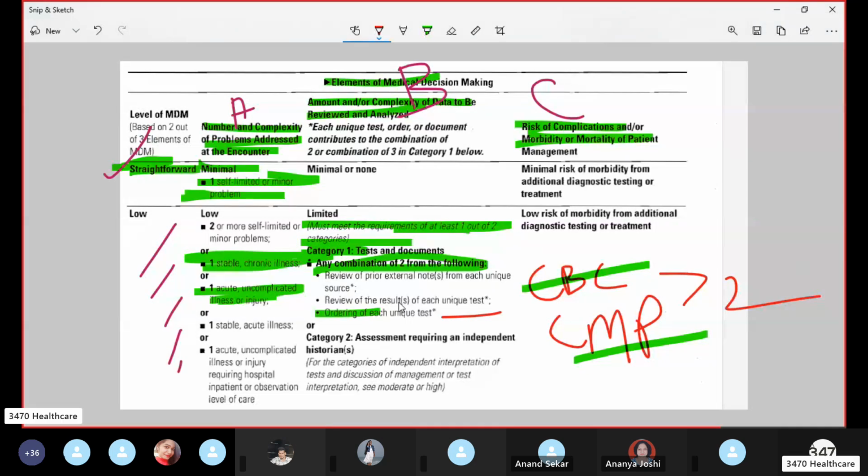So any combination, either order itself, or review itself, or review of prior external notes itself, two points, or review one, order one. That also you can go for category 1. Everyone understood? I'm telling each point is one, or under a single point two, order itself two, or review itself two.